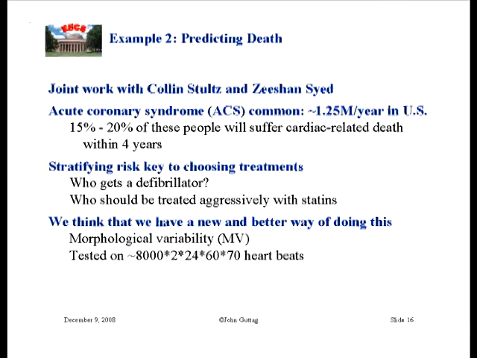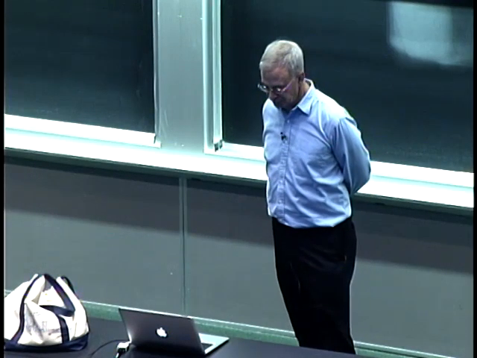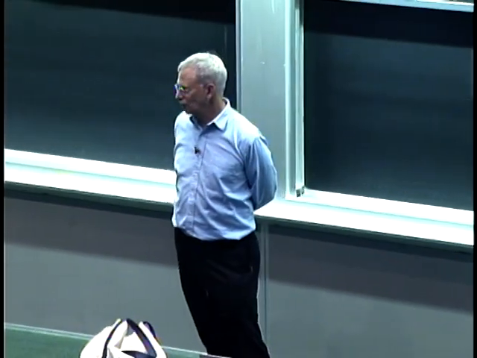So what do we do? The key thing is, we have treatments. We actually know how to treat most of these things, but we don't know who to give the treatments to. So for example, who gets an implantable defibrillator? Who should be treated aggressively with statins? We think we've found a new way to decide who should get these kinds of treatments, something called morphological variability, which I'll talk about only briefly.